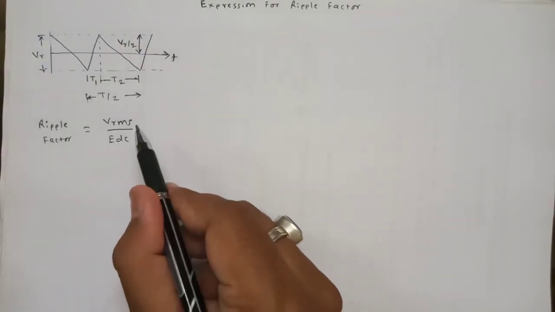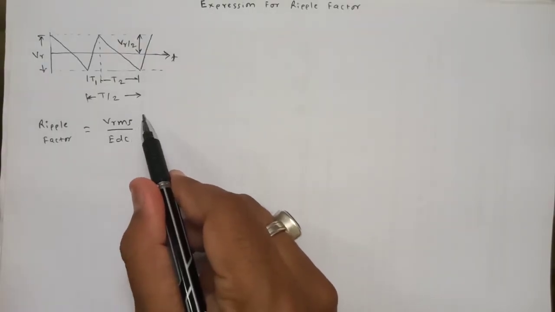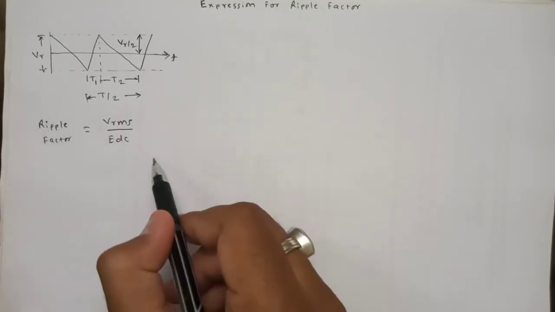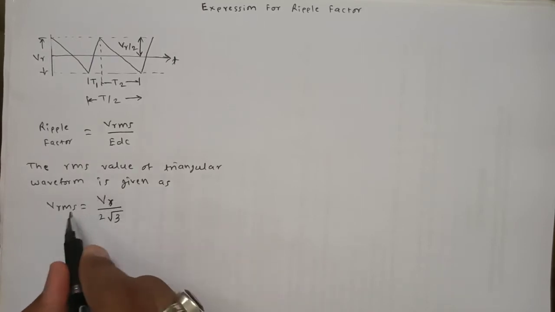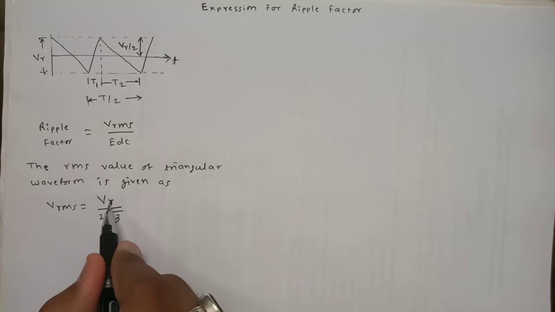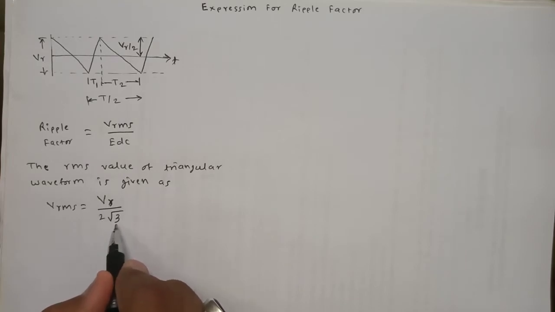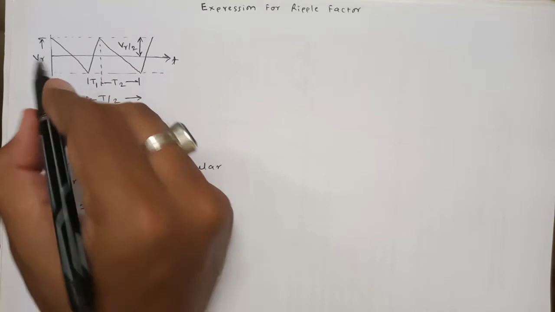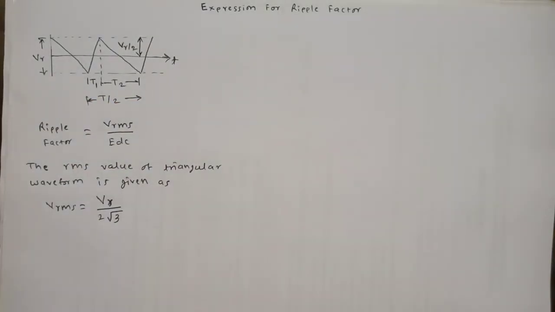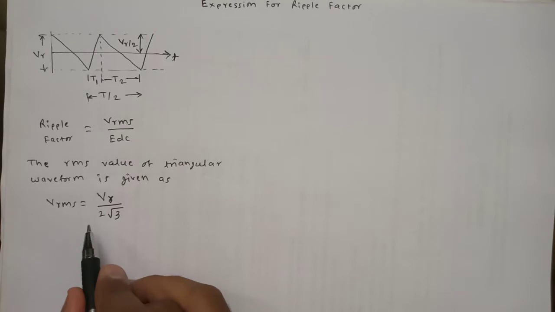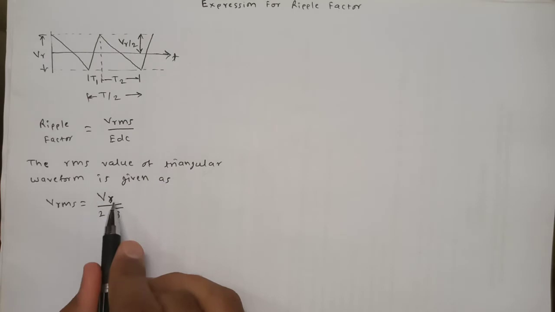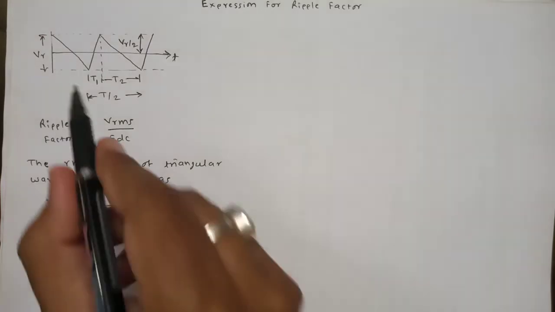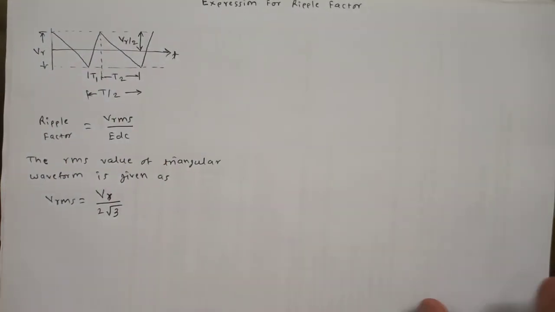Now if I get the equation for VRMS for this waveform, I will be getting the ripple factor. I will use the standard equation now. The RMS value of the triangular waveform is given by this formula, VRMS equal to VR divided by 2 under root 3, where VR is the peak to peak value of the triangular waveform. Thus in order to find the equation for VRMS, I need to find the equation for this VR. Now we know that the capacitor is charging during time t1 and it is discharging during time t2.